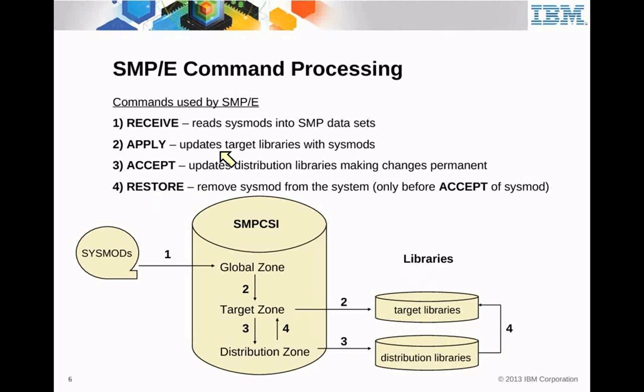Now, here's another scenario. You do the apply, and once you've done the apply, it goes to the target, and after a period of time, you can say, I trust those changes. I feel comfortable with them. Then you would do what's called an accept. At that point, those fixes go into the distribution library, kind of hardened. So if ever you do another fix and need to back that out, it would take what you trusted in the distribution. So those are the four commands: receive, apply, accept, and restore. And the flow down here is actually showing you some of the path for the receive, apply, accept, and restore.